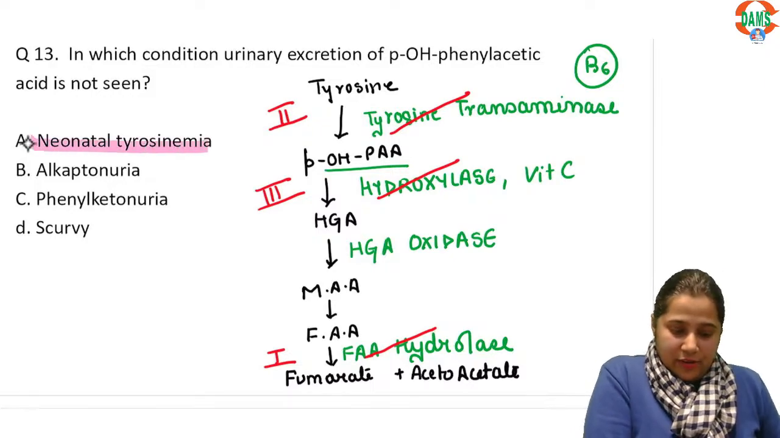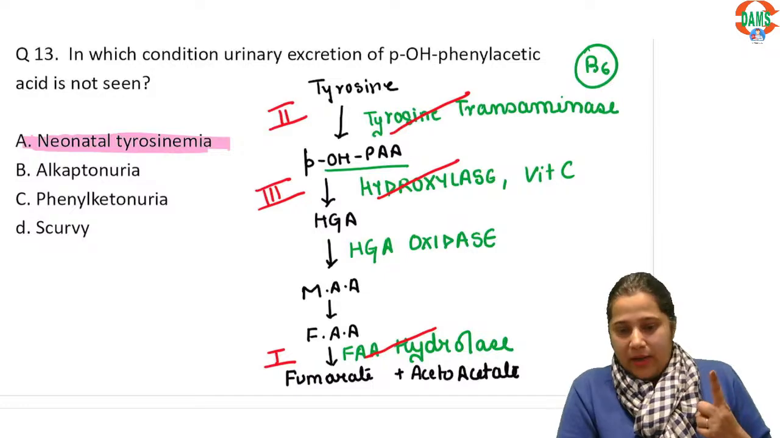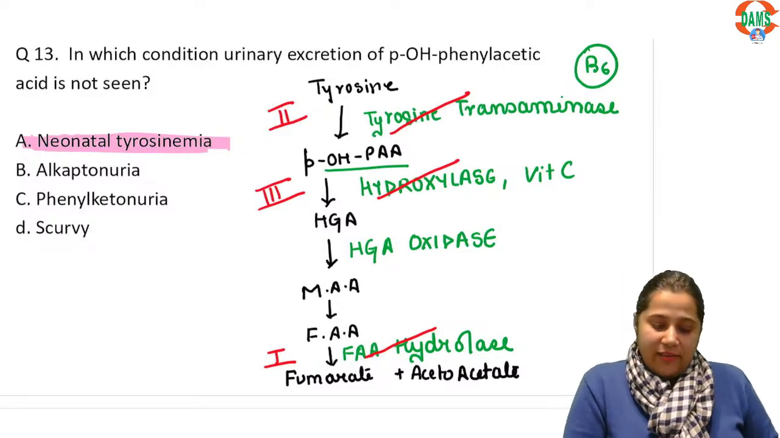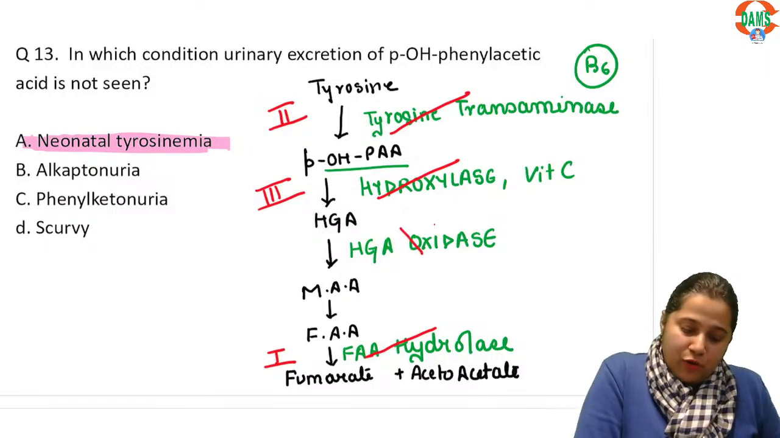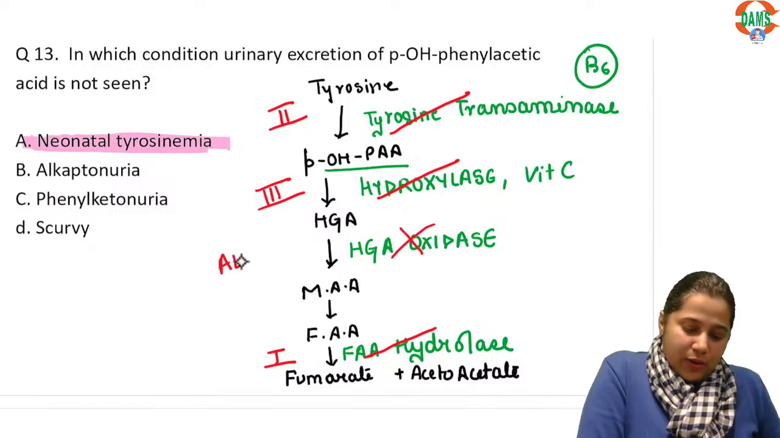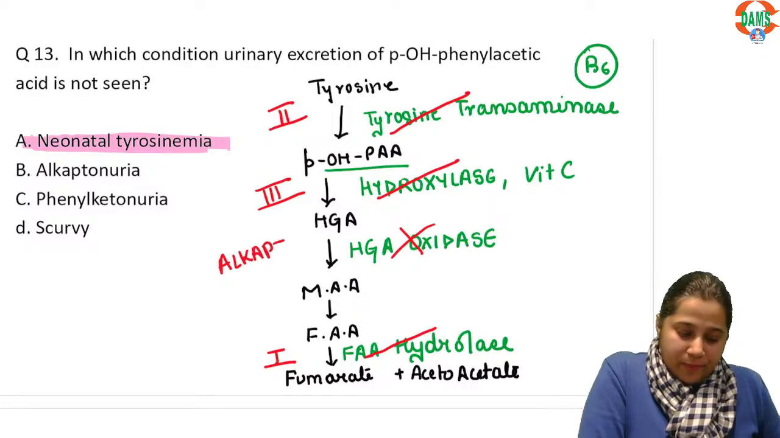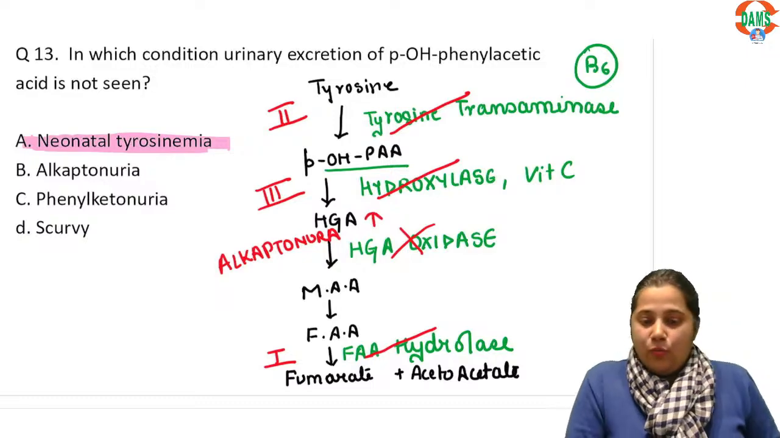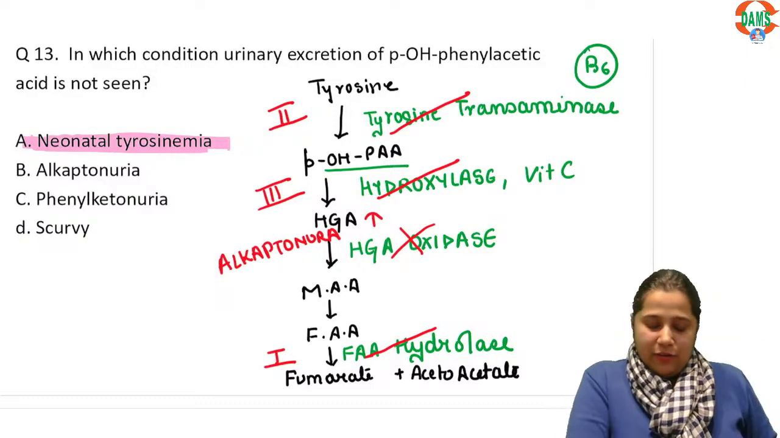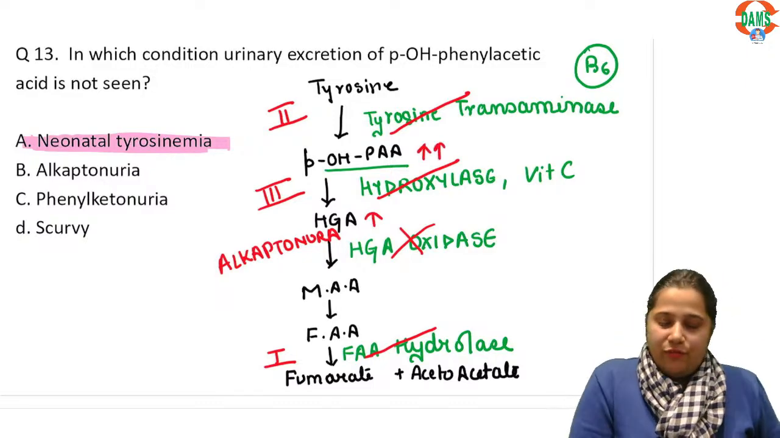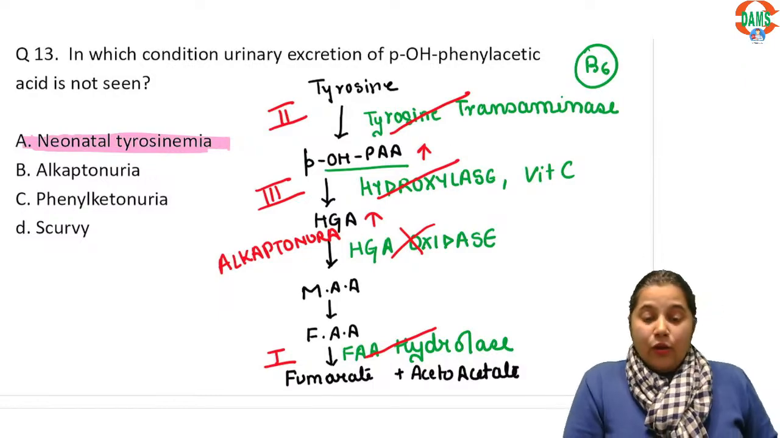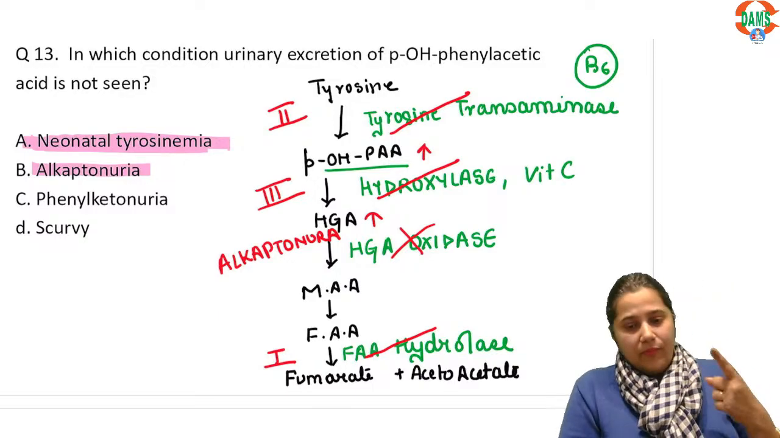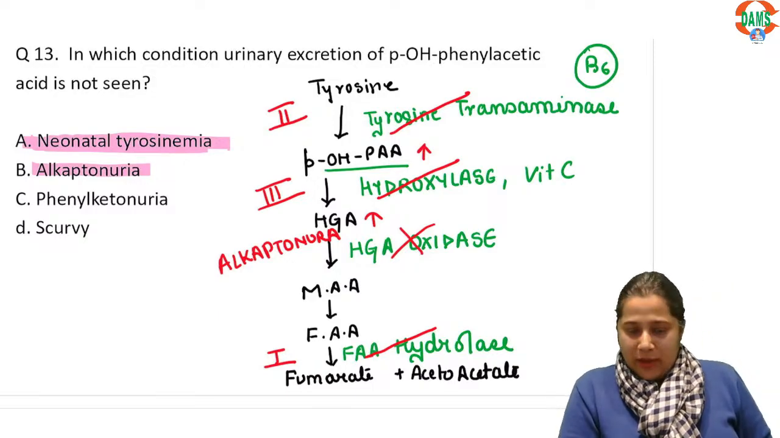This will result in high accumulation of para-hydroxyphenylpyruvic acid. Now, if somebody is having deficiency of homogentisic acid oxidase, this will result in alkaptonuria. In alkaptonuria, there will be increase in homogentisic acid, and due to back pressure, there will be increase in para-hydroxyphenylpyruvate also. So, alkaptonuria will also result in high para-hydroxyphenylpyruvate.